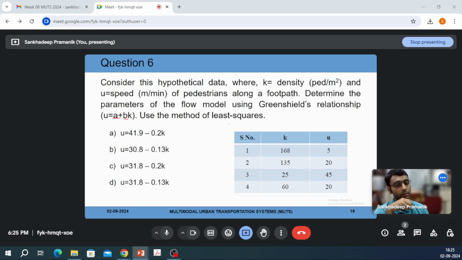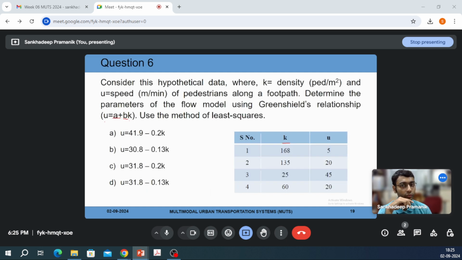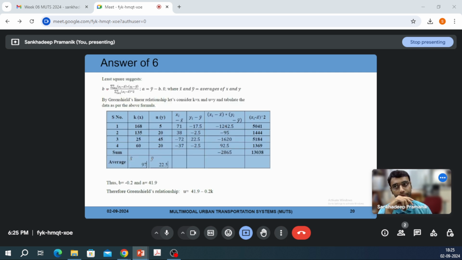So you need to calculate this A and B value, and given is this K and U value. You need to follow the green shield model and use the method of least squares. So for B the formula is this one, and A the formula is this one, and this x bar and y bar are the average of x and y. Now we will treat this K as x and U as y.